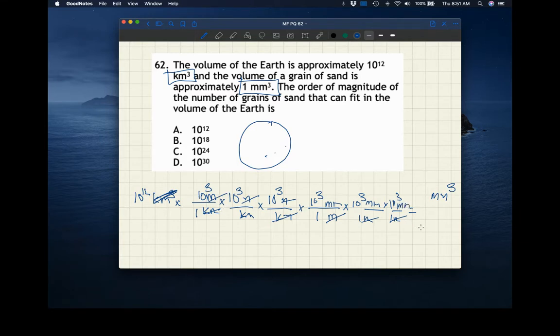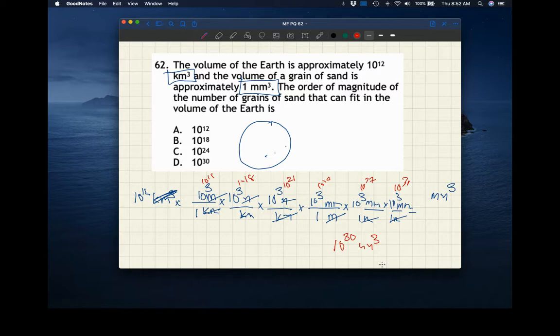So we have 10 to the 12th. And then this becomes 10 to the 15th. And then 10 to the 18th. 10 to the 21. 10 to the 24. 10 to the 27. And 10 to the 30th. So what we'll end up with is 10 to the 12th cubic kilometers is 10 to the 30th cubic millimeters.